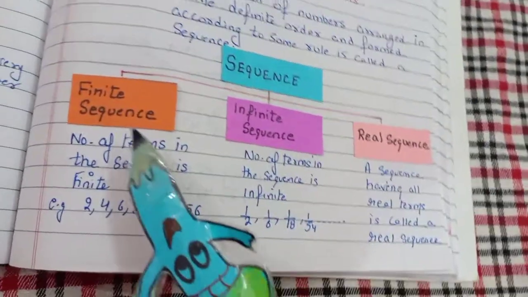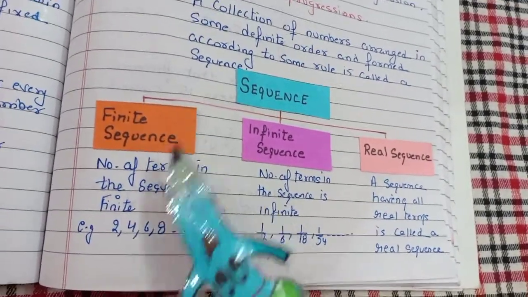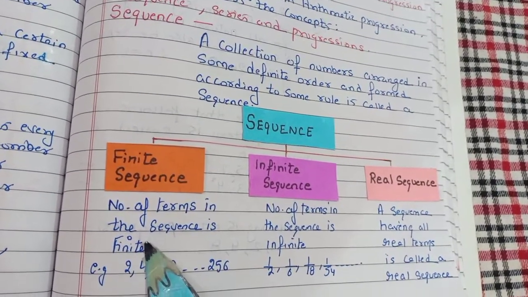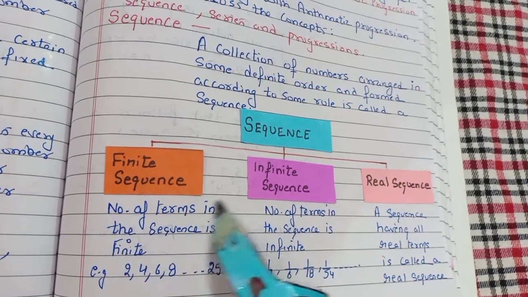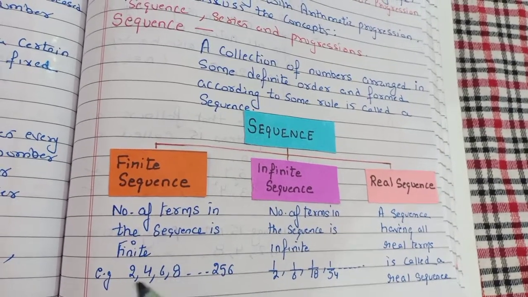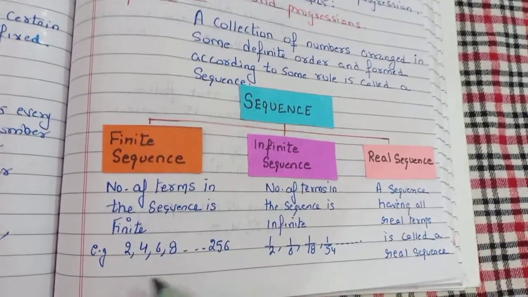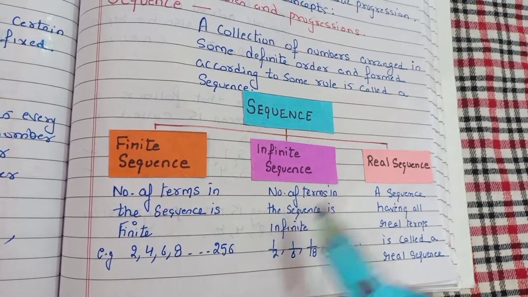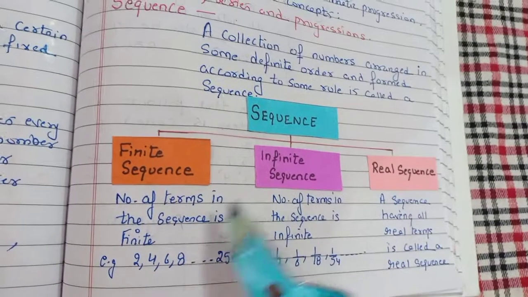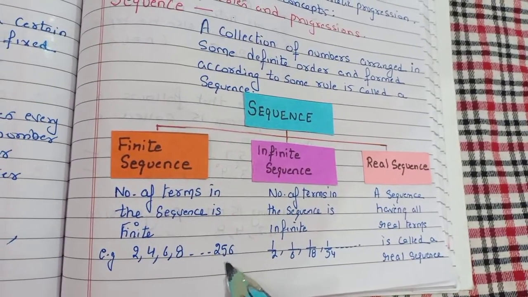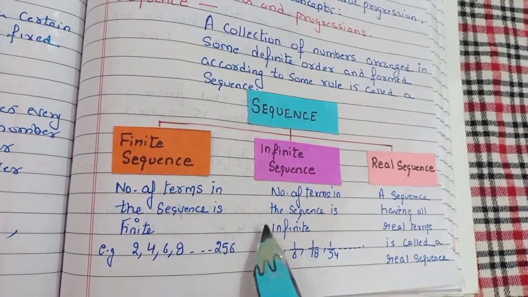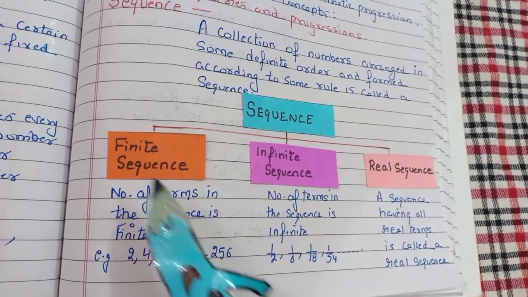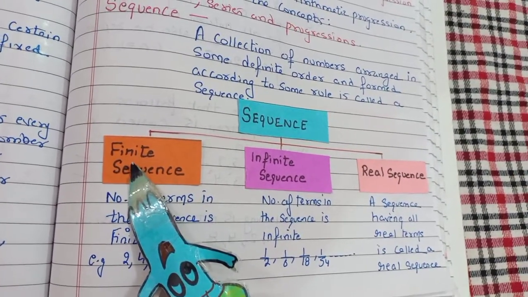Now, first of all, I am discussing finite sequence. The number of terms in the sequence is finite. For example, 2, 4, 6, 8, and so on, it goes on increasing with the difference of 2 up to 256. Here, the terms are finite. That's why this sequence is called a finite sequence.